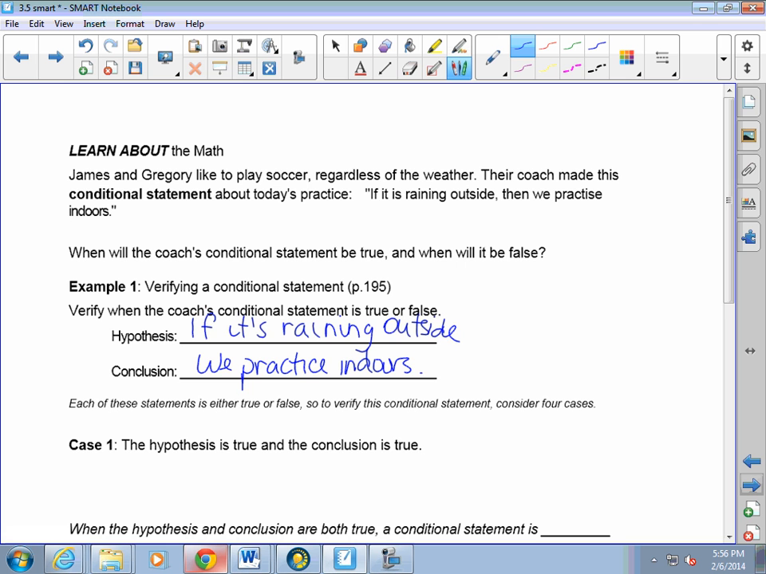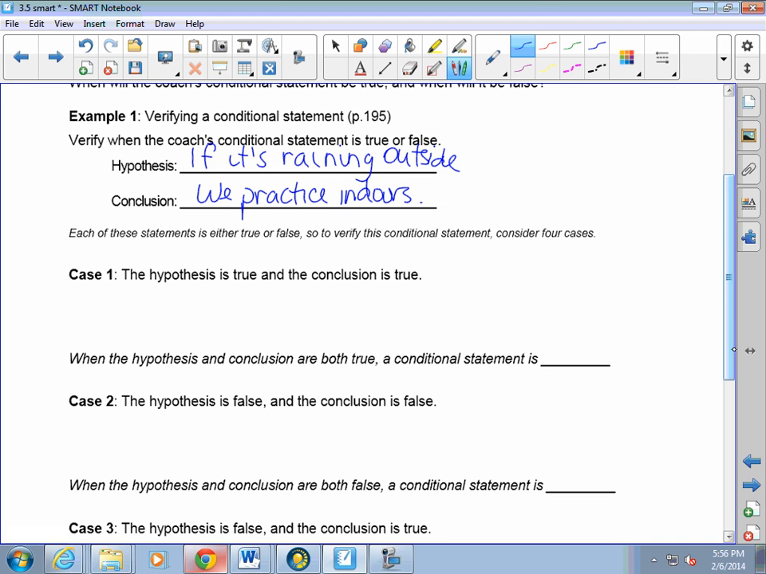The first case that we're going to consider is the hypothesis is true and the conclusion is true. So that means that it rains outside and we practice inside. When the hypothesis and the conclusion are both true, the conditional statement is true. So if both the hypothesis and the conclusion are true, then we have a true conditional statement.